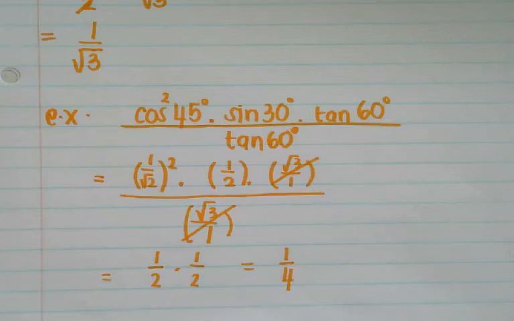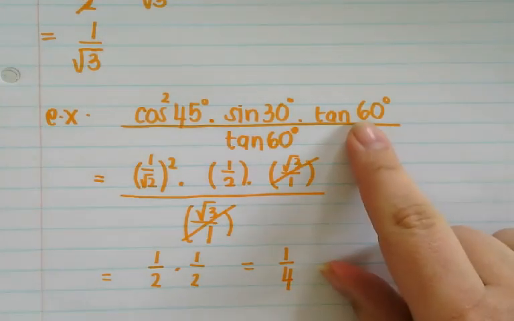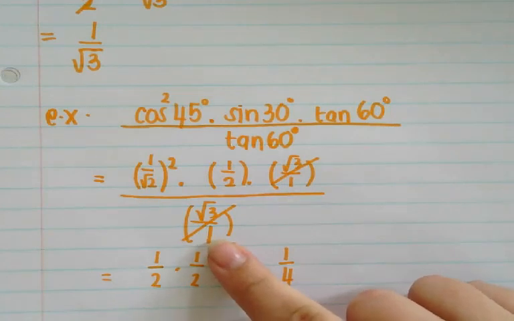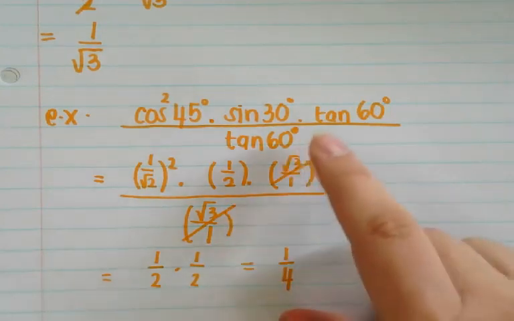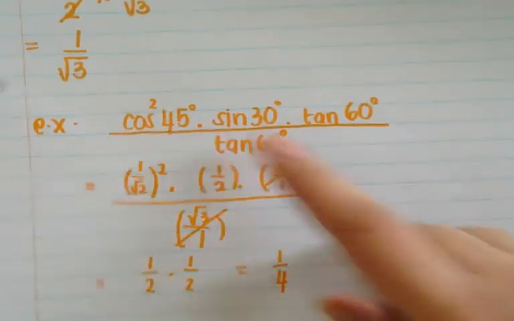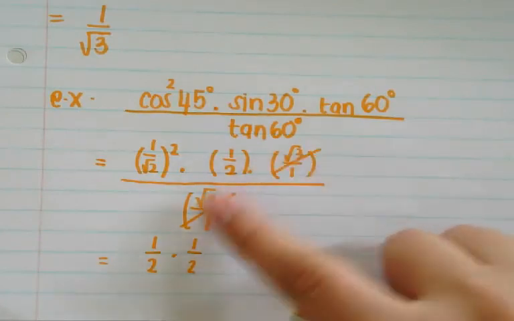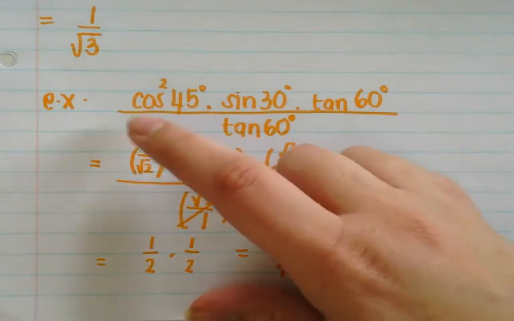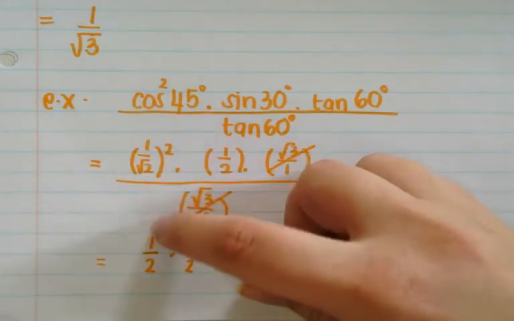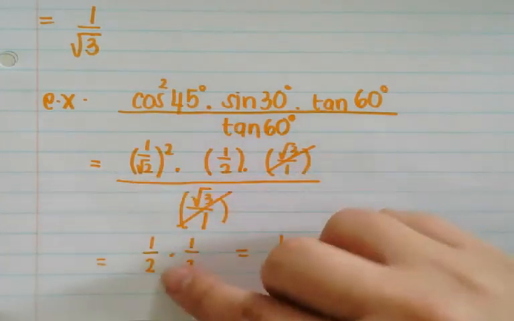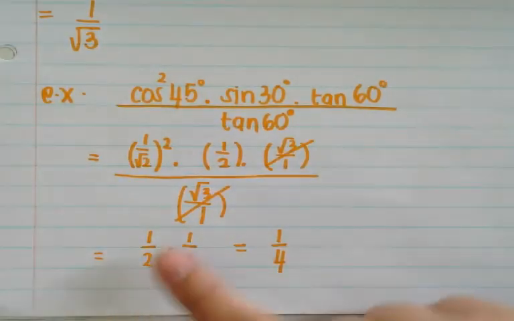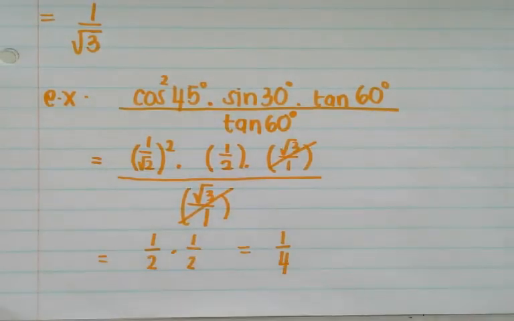Have a wonderful weekend. Okay, so tan 60 is square root 3 over 1. Tan 60 square root 3 over 1. Since I have all multiplication, I can divide. I can cancel those two. So it's 1 squared is 1, square root 2 squared is 2, and I still need to times the half. So 1 times 1 is 1, and 2 times 2 is 4. So I did all of that.